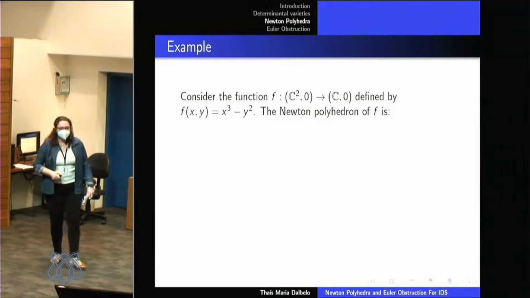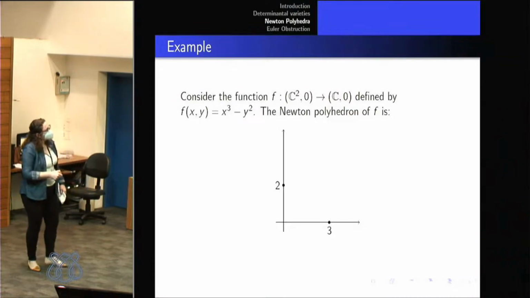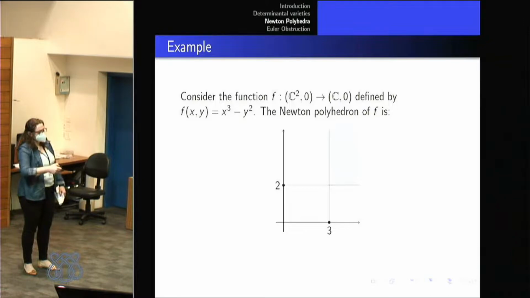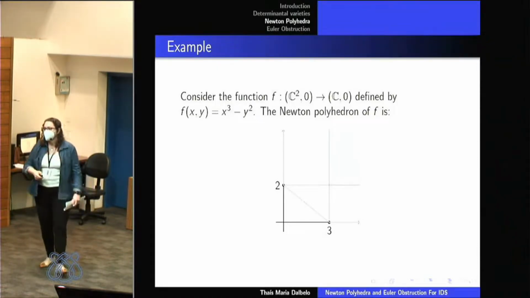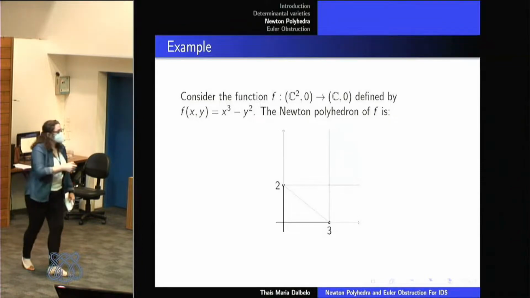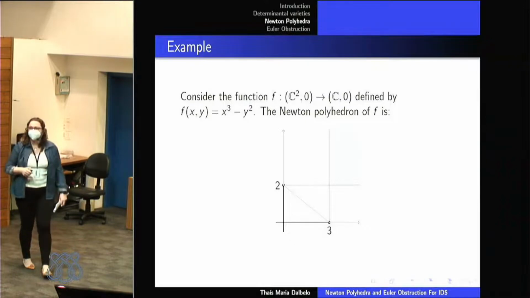For instance, if we consider this binomial, then the support of this binomial is a set with these 2 points, the point (3,0) and the point (0,2). Doing the Minkowski sum for this point, we have this set. For the other point, we have this set. And the convex hull of the union of these sets is given by this picture. And this is the Newton polyhedron of this function. Let us observe that these 2 points are in a bounded face of the polyhedron. So these 2 points represent leading coefficients of this binomial.